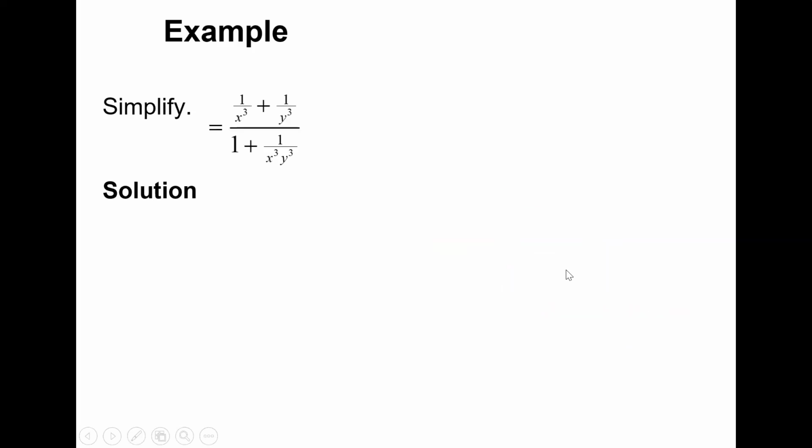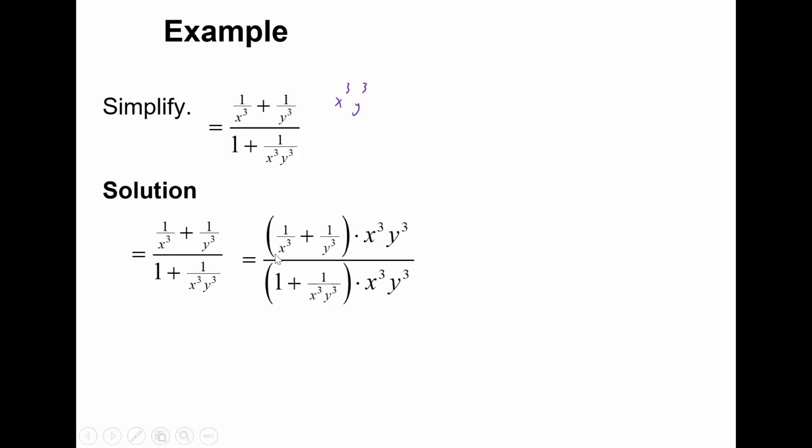All right, what about this one? So here we have to look. We have x cubed, y cubed here. We have an x cubed and we have y cubed. So it looks like x cubed, y cubed is going to be our LCD. So that means we're going to multiply numerator and denominator by that.